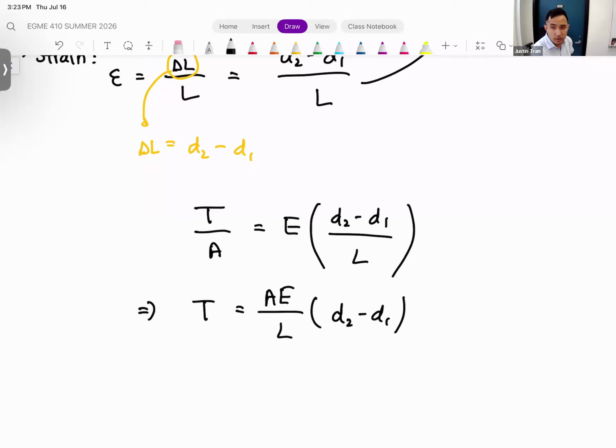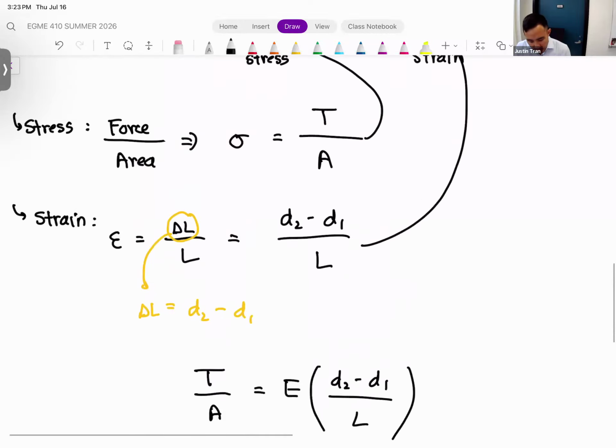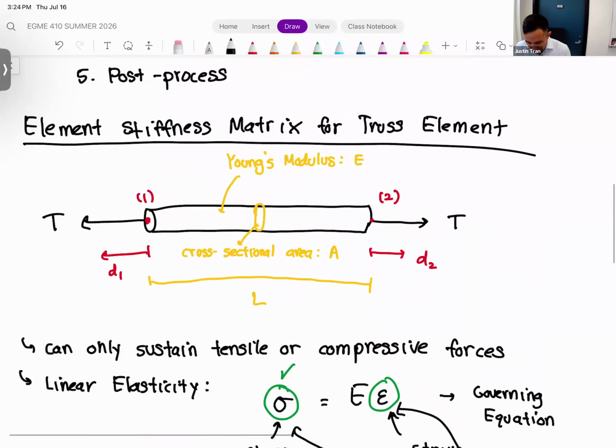Any questions up until this point here? Okay, good. Now that we have this expression, we have an expression that relates the tensile force T to the nodal deformations.